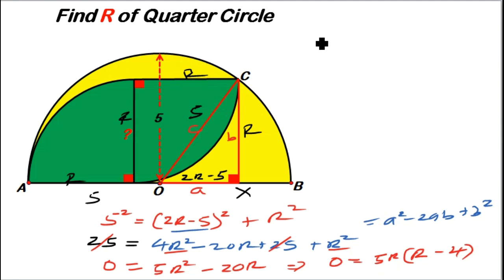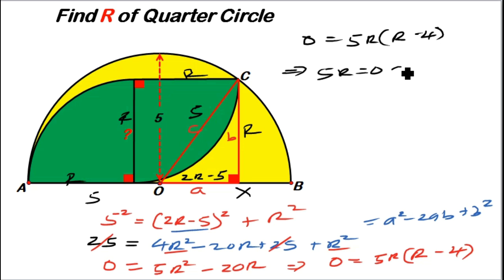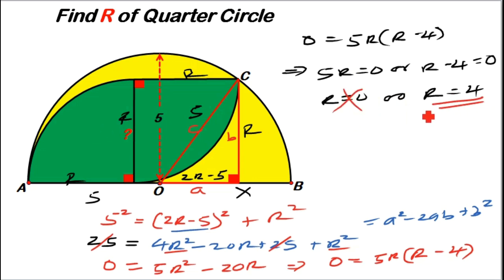Now here we have 0 is equal to 5R into R minus 4. So this implies that either 5R is equal to 0, or R minus 4 is equal to 0. So when two factors multiply to 0, then it is either the first factor which is 0, or the second factor which is 0. So from this you'll get R is equal to 0, or R minus 4 is equal to 0, you'll get R is equal to 4. Because it is a radius, when R is equal to 0, the diagram does not exist. So our R is equal to 4.